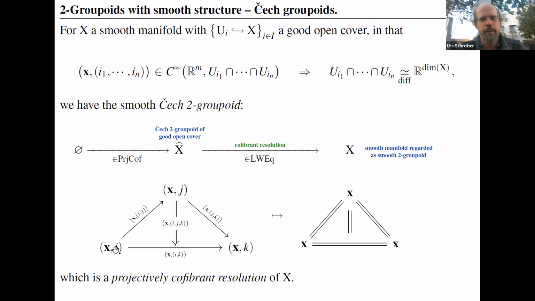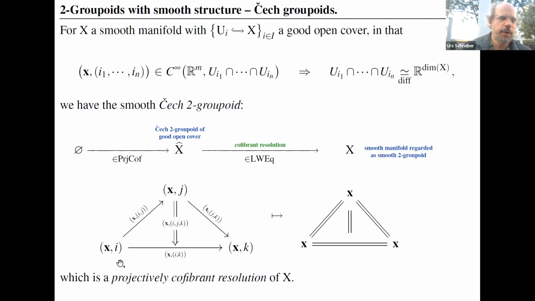Now if we have a point in U_i which agrees in X with a point in U_j, which in turn agrees in X with a point in U_k, in other words, if we have a single point in the triple intersection of U_i with U_j with U_k, then we say that this triple intersection gives a 2-morphism here.